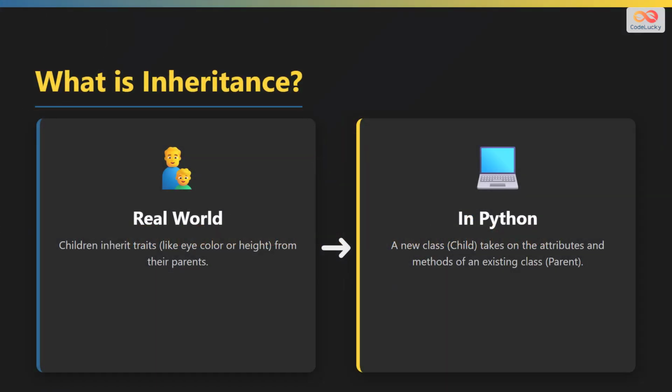Let's start with a simple analogy. In the real world, children inherit traits from their parents like eye color or height. In Python, inheritance works in a similar way. We can create a new class, often called the child class, that automatically takes on, or inherits, the attributes and methods of an existing class, known as the parent class.